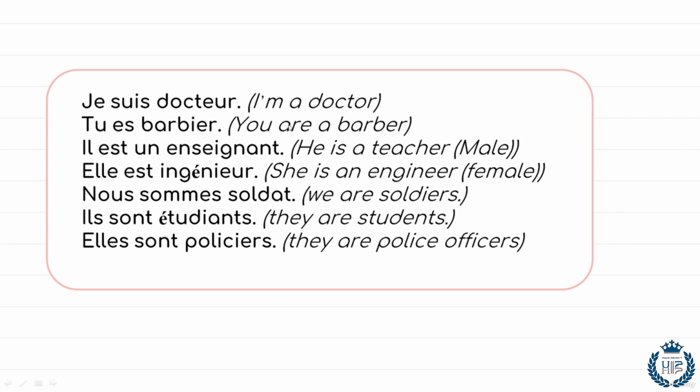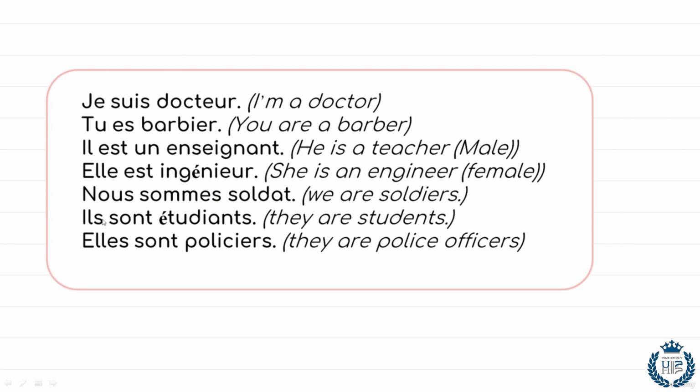Il est un enseignant. He is a teacher. It's a male, that's why we use il, and est is the verb to be conjugated. Elle est ingénieure. She is an engineer. It's a female, that's why we use elle. Nous sommes soldats. We are soldiers. Ils sont étudiants. They are students. Elles sont policières. They are police officers.